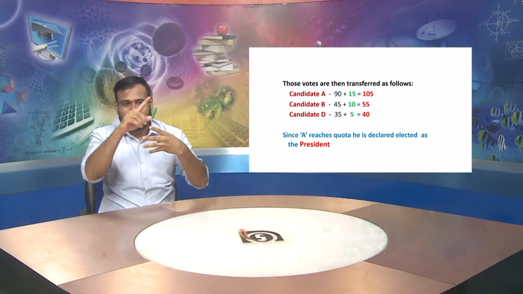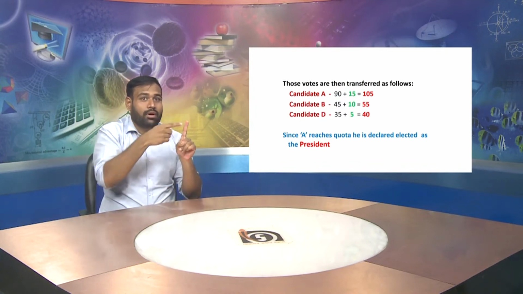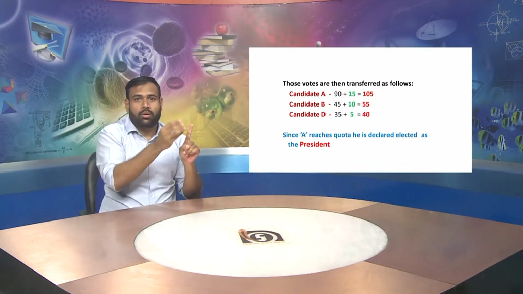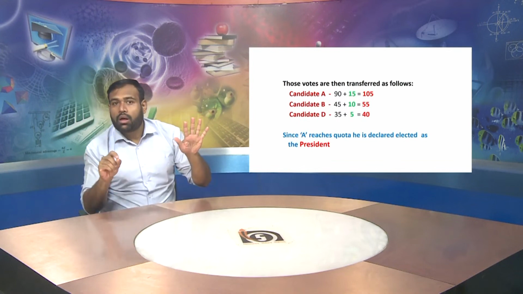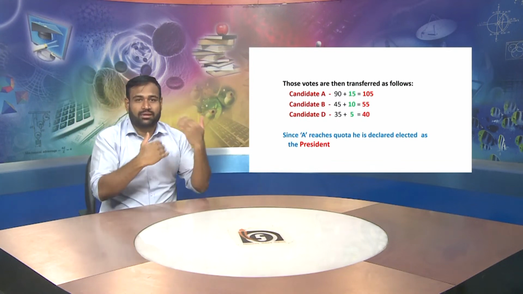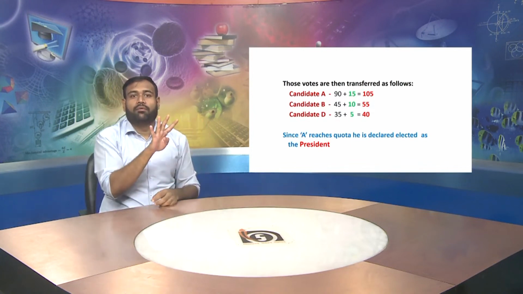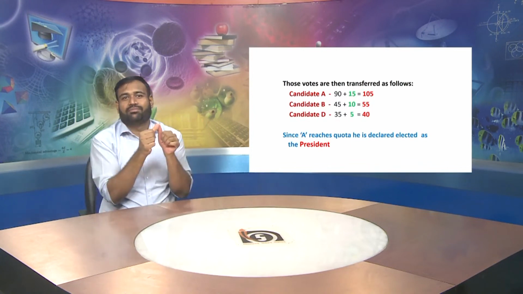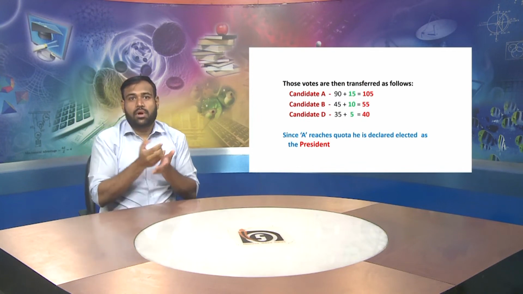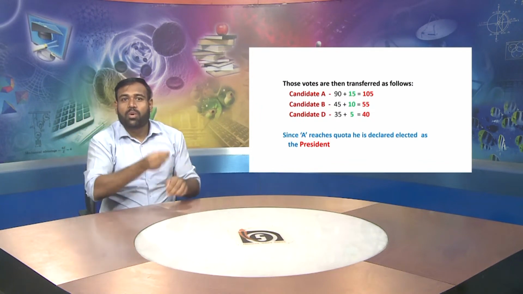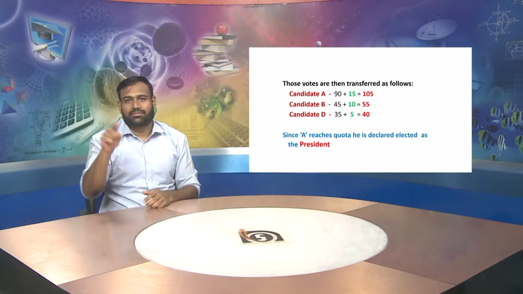So now you can have a look at this image. Now these votes, after being transferred to the next, candidate A has now 90 plus 15, it is 105. Then candidate B has 45 plus 10, now it becomes 55. Candidate D has now 35 plus 5, so it becomes 40. Since A reaches the quota, he is declared elected as the president, as A has the highest number of votes.